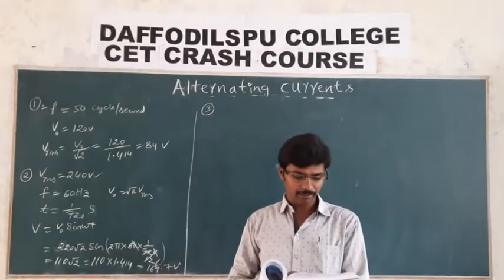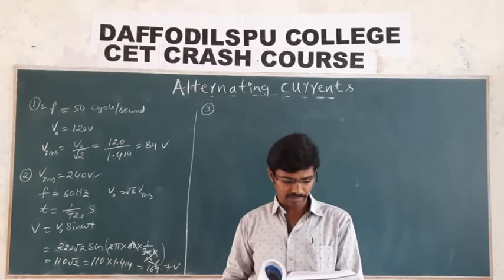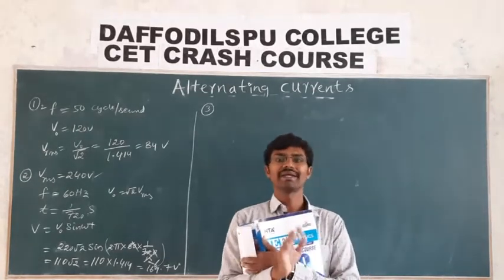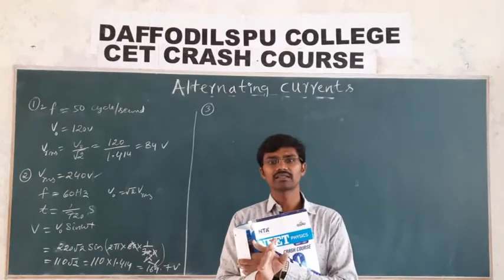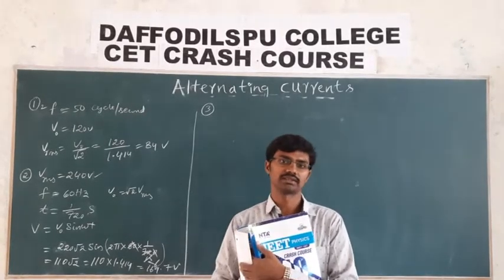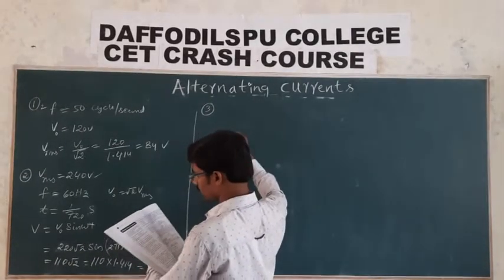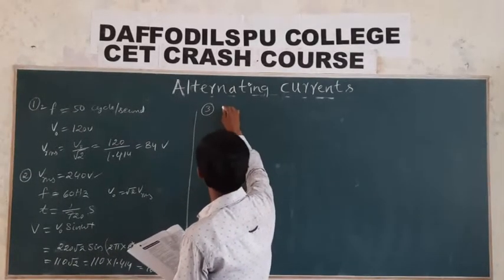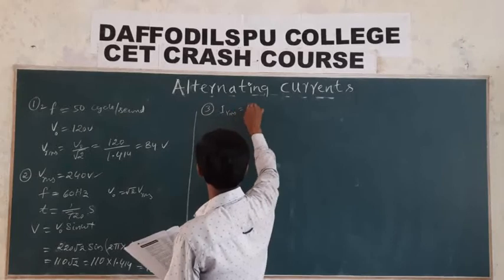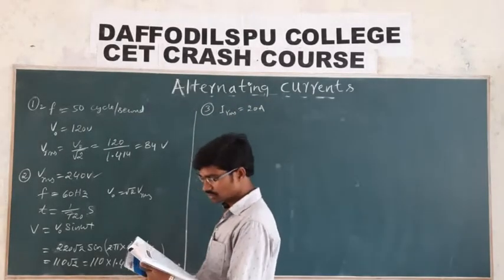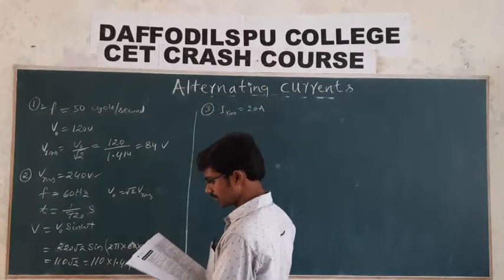If the reading of an ammeter is 20 ampere, then what is the peak value of the current? Ammeters and voltmeters measure RMS values. What is given here? RMS current is given, I_RMS is equal to 20 ampere. It asks you to calculate the peak value of the current.